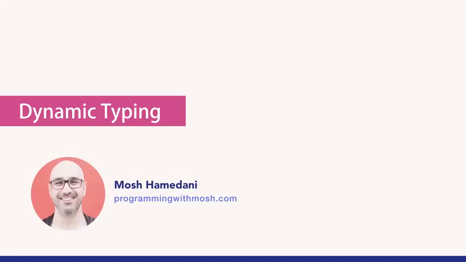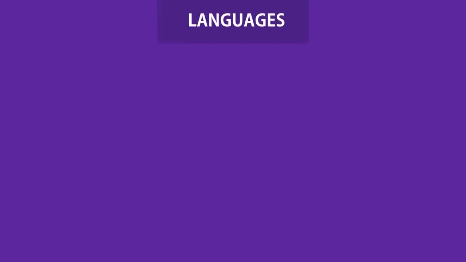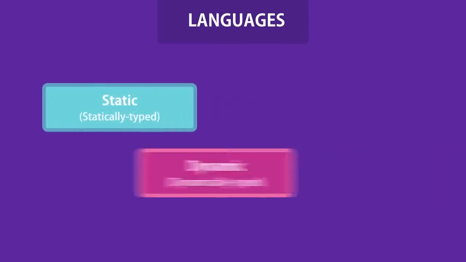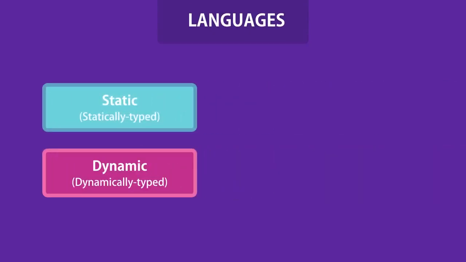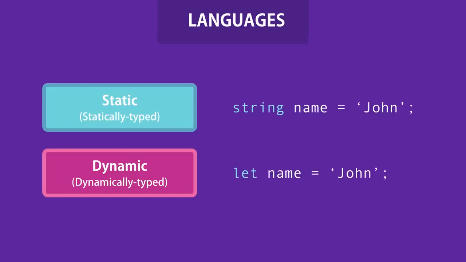One thing that separates JavaScript from a lot of programming languages is that JavaScript is a dynamic language. What do I mean by dynamic? Well, we have two types of programming languages: static languages or dynamic languages. In static languages, when we declare a variable, the type of that variable is set and it cannot be changed in the future. In a dynamic language like JavaScript, the type of a variable can change at runtime.